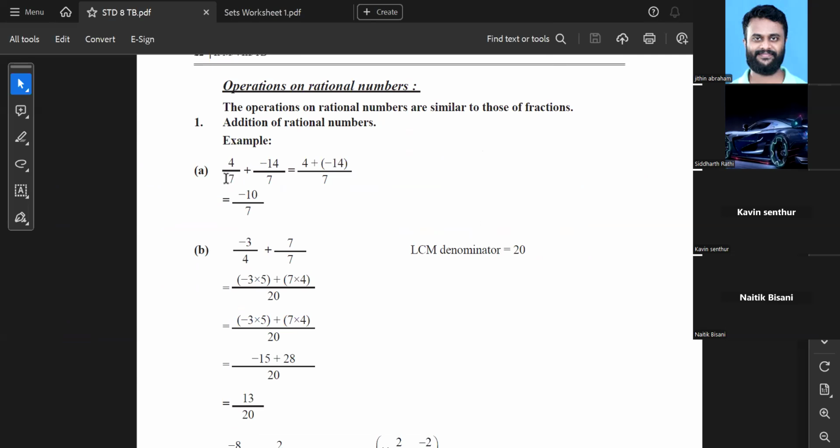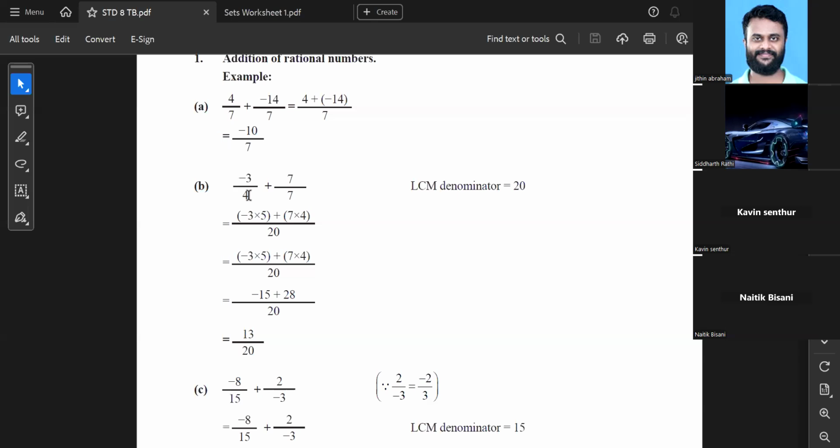For example, what we are supposed to do is take the denominators common first of all. So this is also having 7, this is also having 7. So I take 7 as common. Then what I have is 4 plus of minus 14. Now plus of minus becomes minus. I hope you know that. 4 minus 14 gives you minus 10. So your end result is minus 10 upon 7.